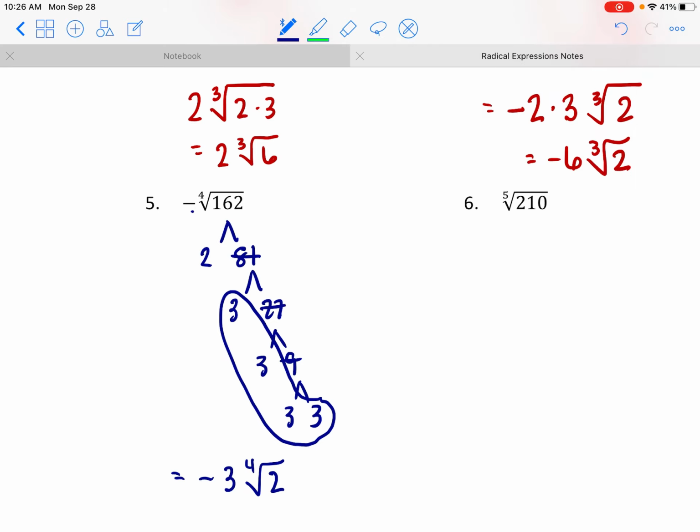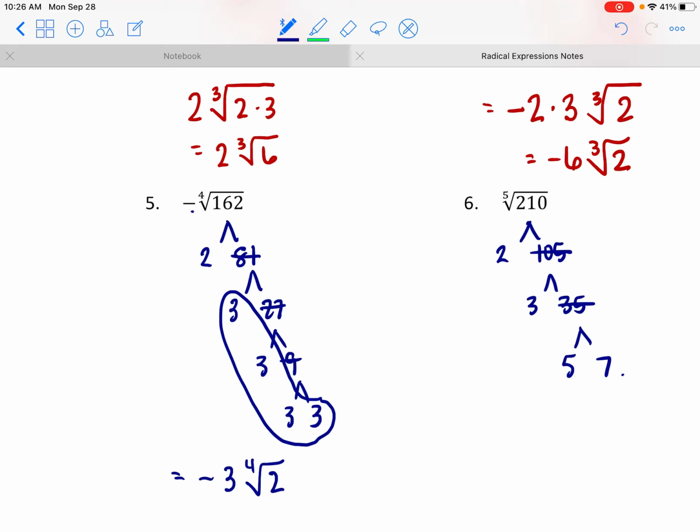Okay? Alright, 5th root of 210. Same thing now. I just want to look for a group of 5. So 210 is 2 times 105. 3 goes into that 35 times, and then 5 goes into that 7 times, and that's prime, so I can stop. But what happened here? Well, there are no groups. Definitely not a group of 5. There's no groups of anything.